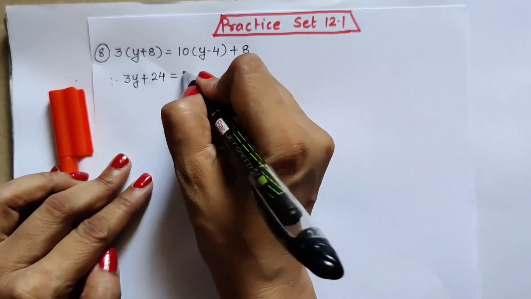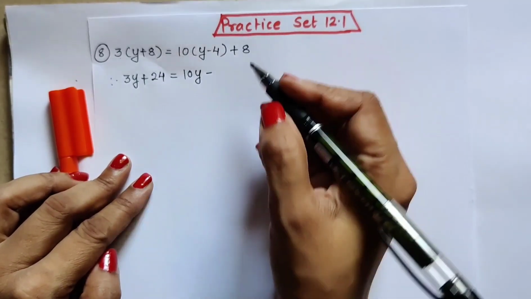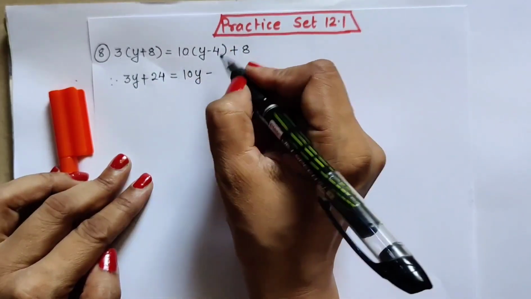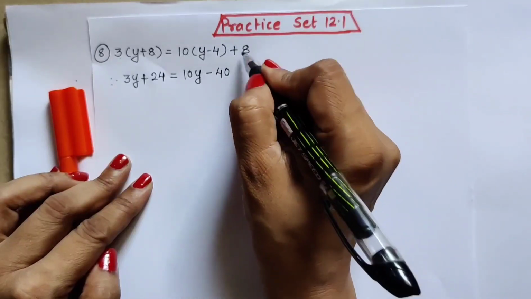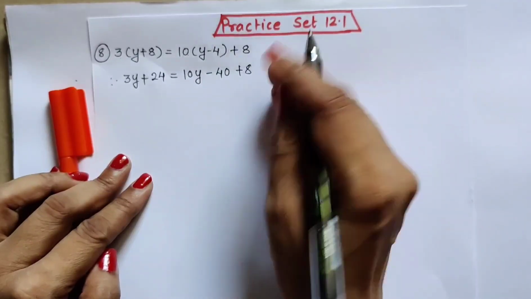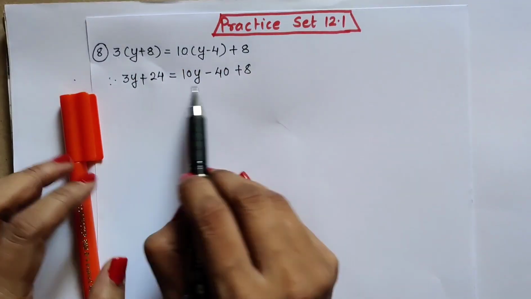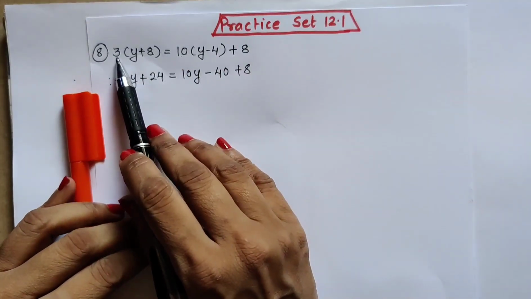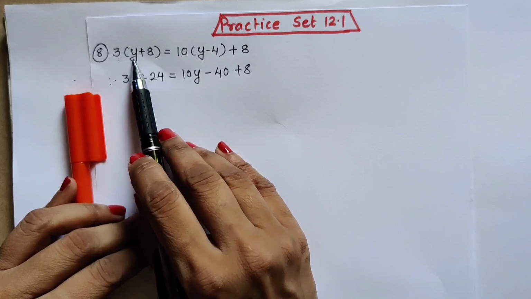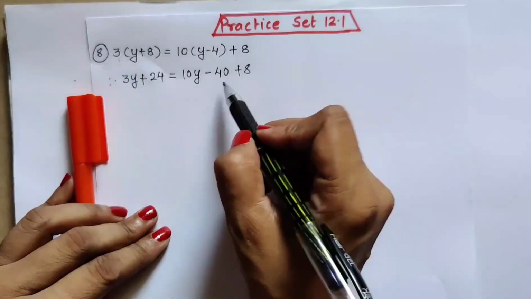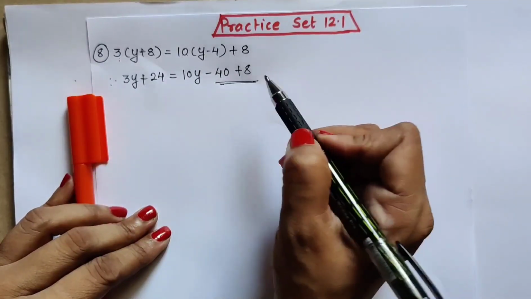Then 10 into y is 10y. Minus sign is there, write the minus sign. 10 into 4 is 40. 10 4s are 40. And plus 8 as it is, write down. This 8 is totally separate from these brackets. So what we have done in the first step, we have multiplied the numbers outside the bracket to the terms inside the bracket. Now we have got minus 40 plus 8 on the right hand side.